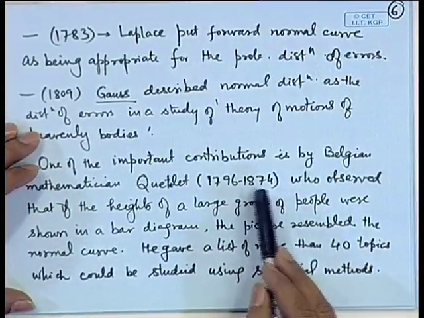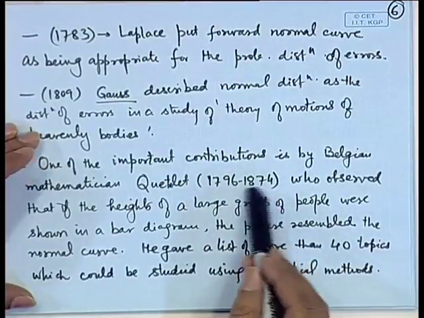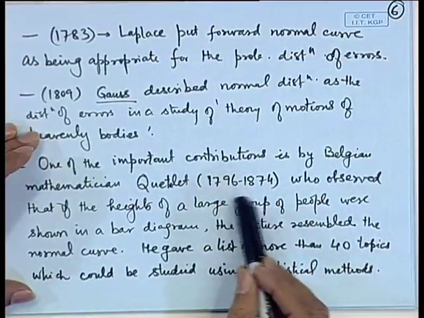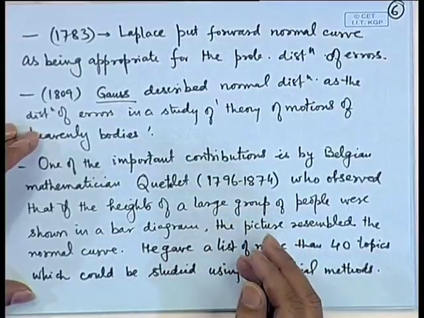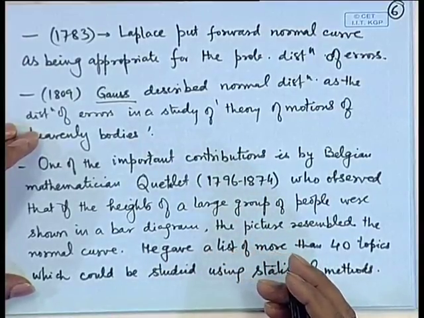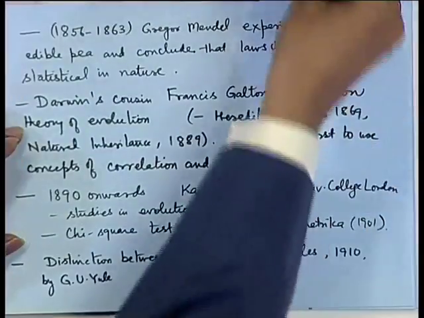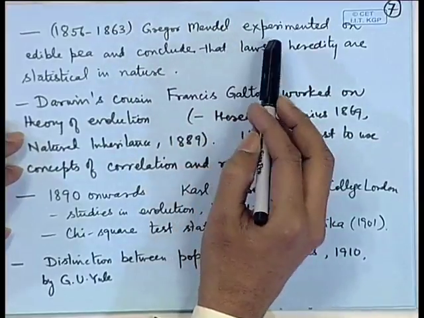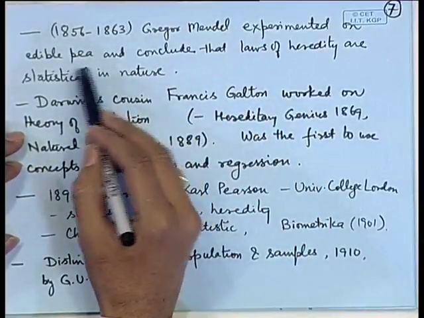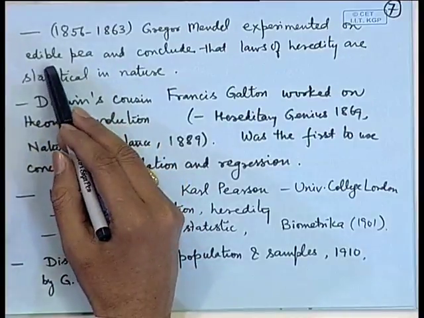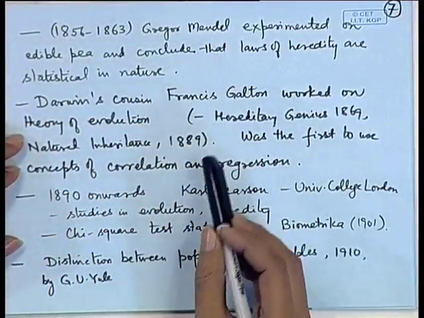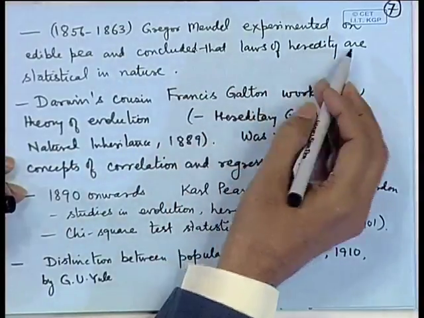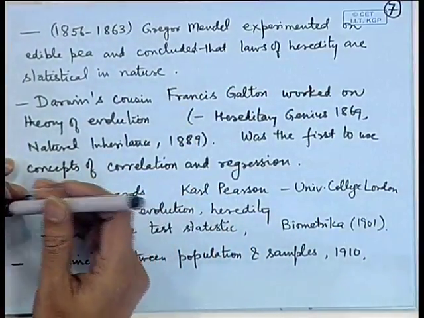So, as early as the early 19th century, people were aware that there are various phenomena where statistical methods can be used. That means the phenomena are not deterministic. This idea was there much earlier. Gregor Mendel did various genetic experiments, mostly on peas, and he concluded that the laws of heredity are statistical in nature.